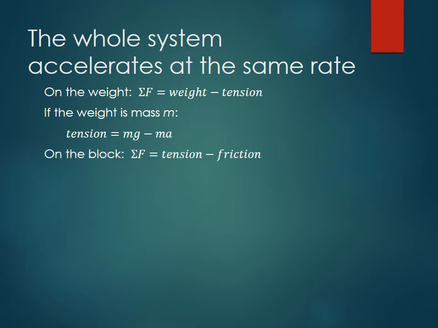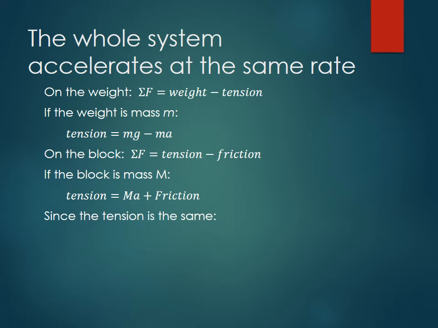The net force on the block is the tension minus the friction. Again, I've chosen the tension here to be positive because that's the direction the block is accelerating. If the block is mass capital M, tension equals Ma plus friction. So since those tensions are the same, I can set them equal. mg minus ma equals Ma plus the frictional force. Rearranging that, I get mg minus the frictional force equals Ma plus ma, which if I pull the acceleration out of both of those terms, I can simplify.